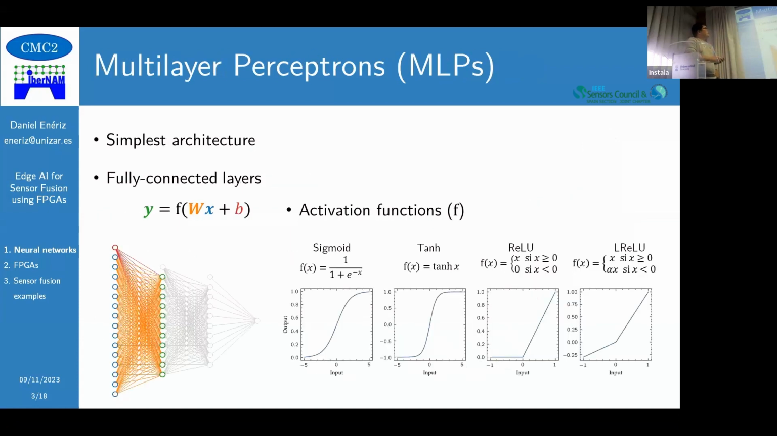The multi-layer perceptrons, or MLPs, are the simplest architectures among the artificial neural networks, and they are based on fully connected layers, where the outputs in green depend on the product of a matrix of weights in orange and the input values of the previous layer in blue, along with a bias term in red. Then we have to apply an activation function, which is a nonlinear function that grants the model its nonlinearity capabilities. There are several examples of activation functions here, for example the sigmoid, the hyperbolic tangent, or the rectified linear unit.